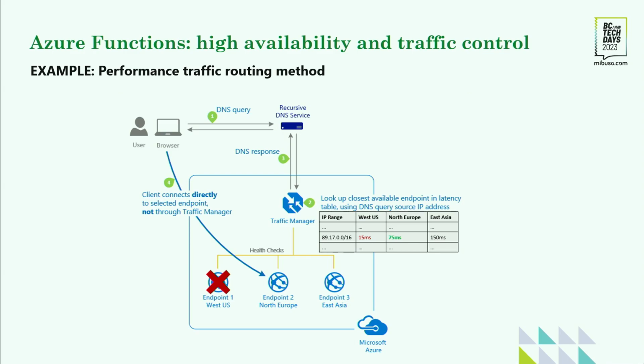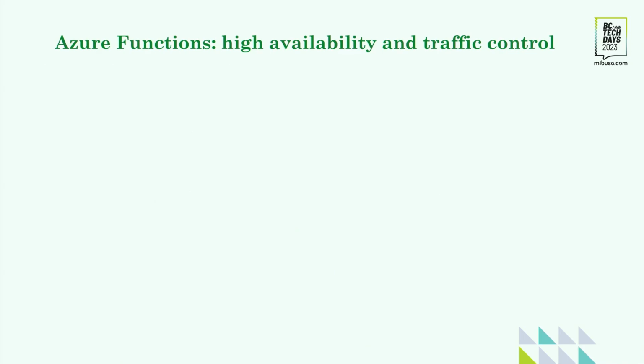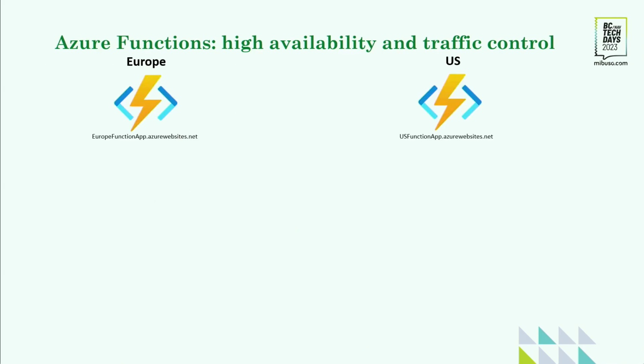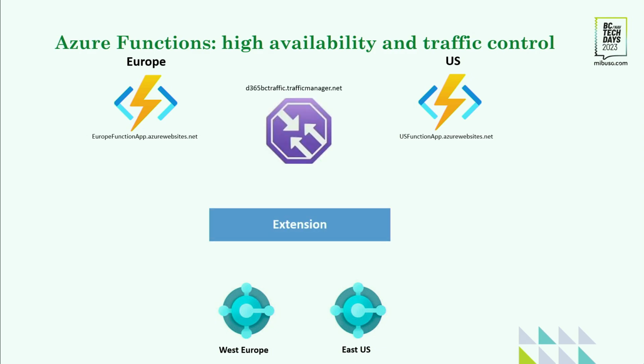Normally it goes to this one, but in this moment this one is down, so I stop the function or something like that. It automatically sees that this is down and redirects my function to this second endpoint. So it's also able to react when the function goes down. And it's important, I think.